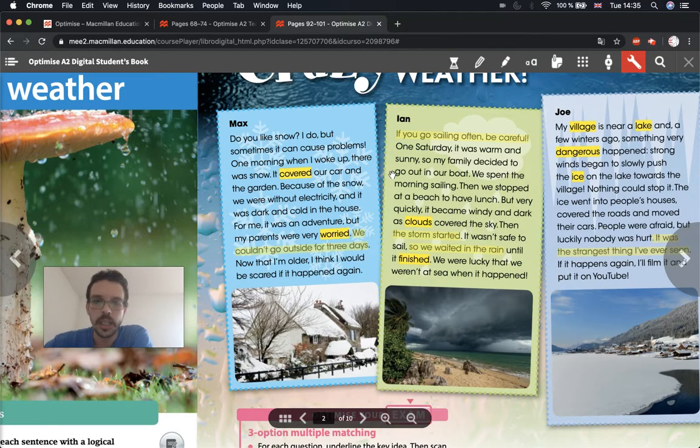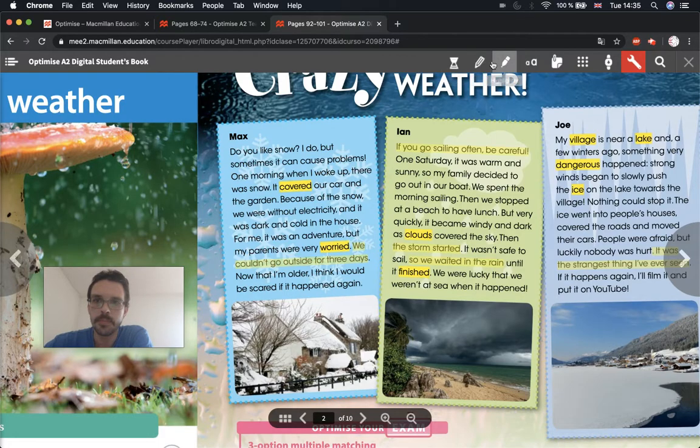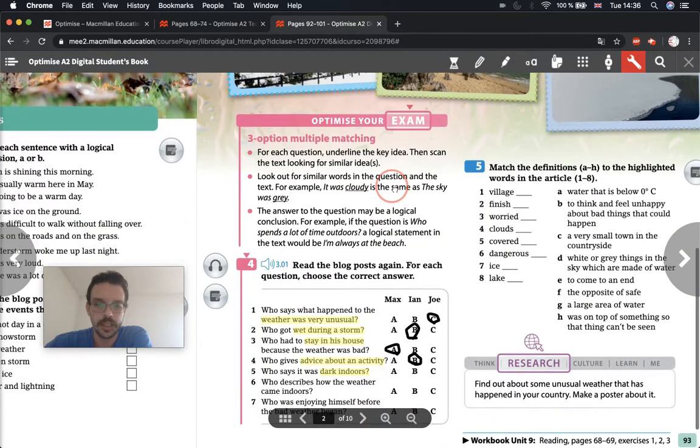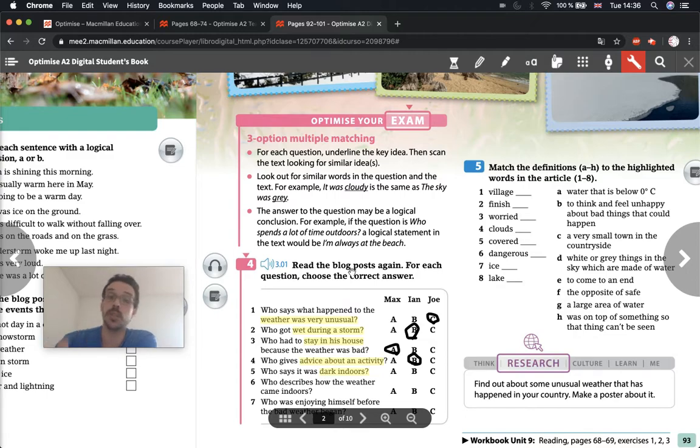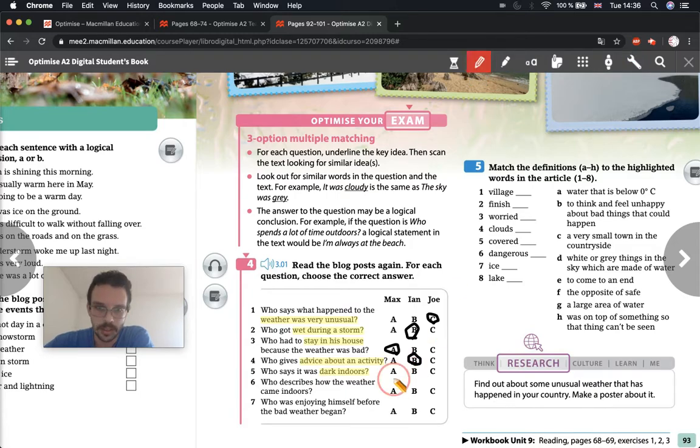So if we look at Max here, it says that Max in his snowstorm says, we were without electricity and it was dark and cold in the house. So he almost basically says the answer there, right? Who says it was dark indoors? Indoors in the house. It's the same thing. Okay, so the answer to number 5 is A, Max. Okay, good. Let's look at the next one.